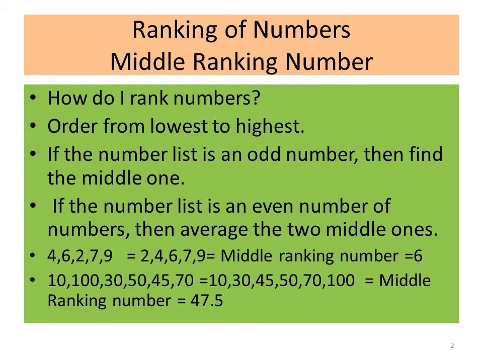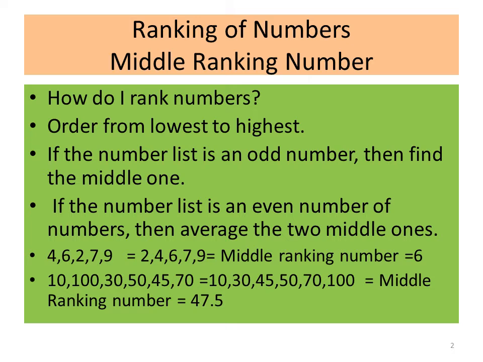In order to do progress monitoring, one of the very first things that you have to know is how to rank numbers from the lowest to highest. That's ranking, it's the middle ranking number. It can be an average, but it is not an average like the mean, the median, or the mode. It's more like the median. Okay, so how do I rank the numbers?